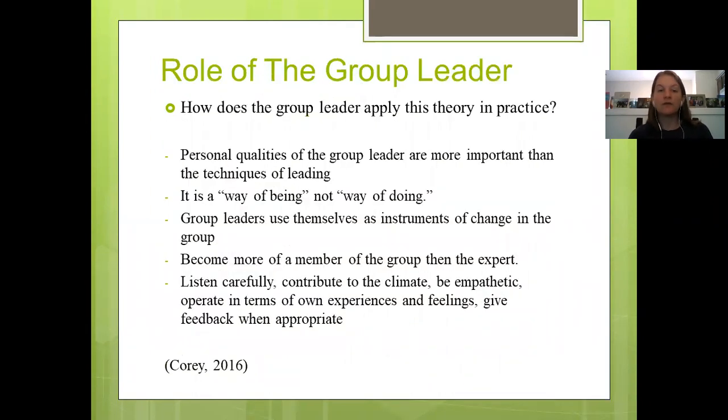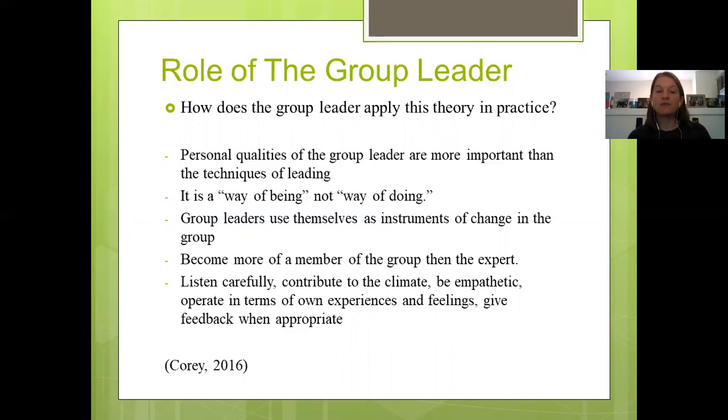The role of the group leader. So, how the leader applies person-centered theory in practice. The personal qualities of the group leader are more important than the techniques of leading. It is a way of being and not necessarily a way of doing. Group leaders use themselves as instruments of change in the group process.